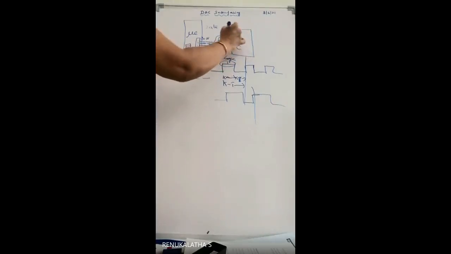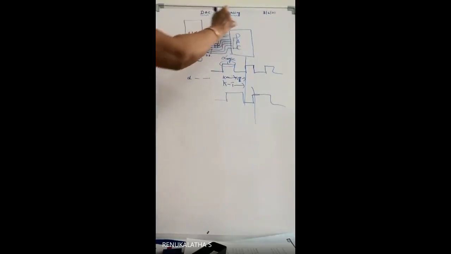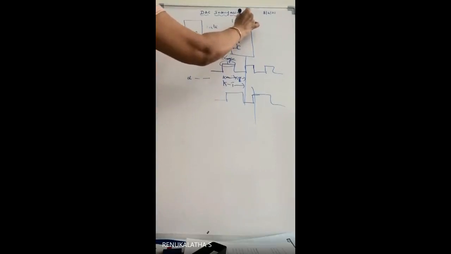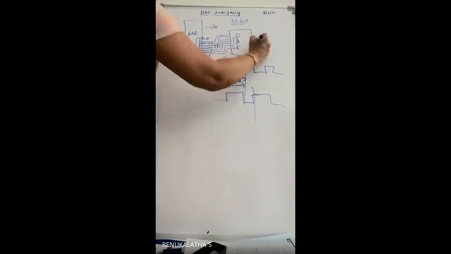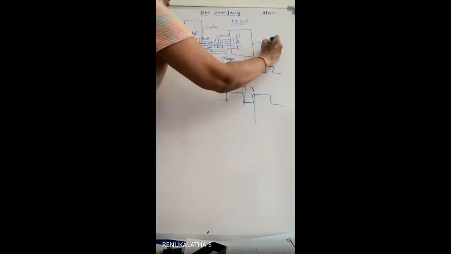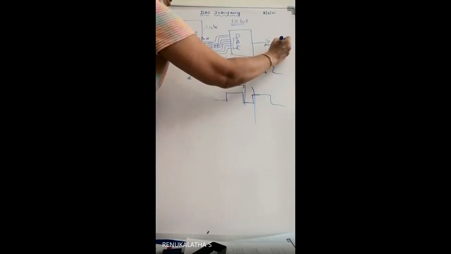So it has 10 pins, 10 bits are there. It is a 10-bit D to A converter. What's the meaning of this? At a time, it can convert 10 bits of digital data into analog output. What is this? This is the analog output.